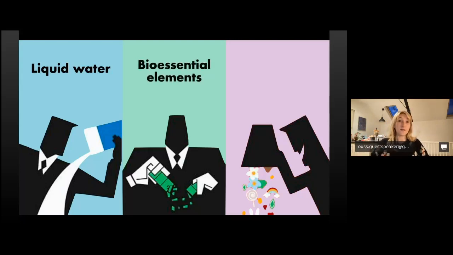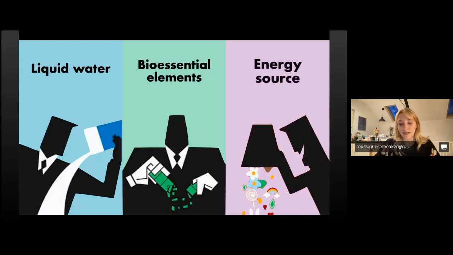We also need to look for bioessential elements, which we think are vital for life. So these are often called the CHNOPS elements, and this includes carbon, hydrogen, nitrogen, oxygen, phosphorus, and sulfur. And these are really the building blocks of all the life that we see on Earth.